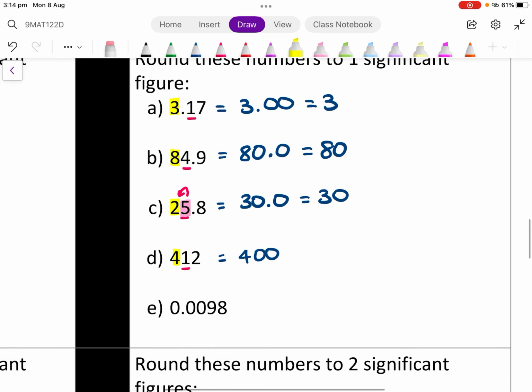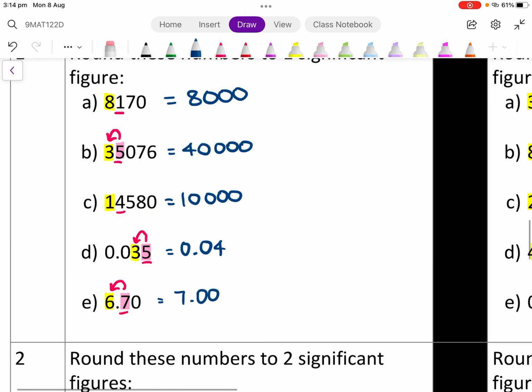And lucky last in E, we have 0.0098. The 9 is our first non-zero digit. The 8 behind it is greater than 5, so it has to round the 9 up to be 10. So it will be equal to 0.0100, which we can just write as 0.01.